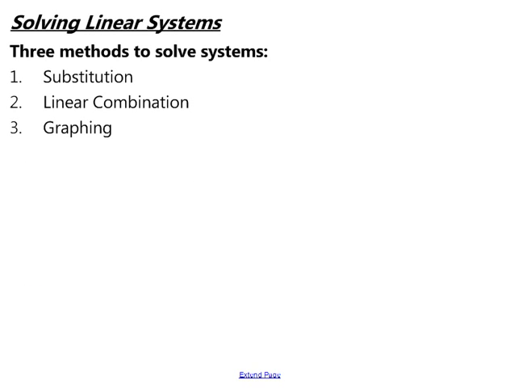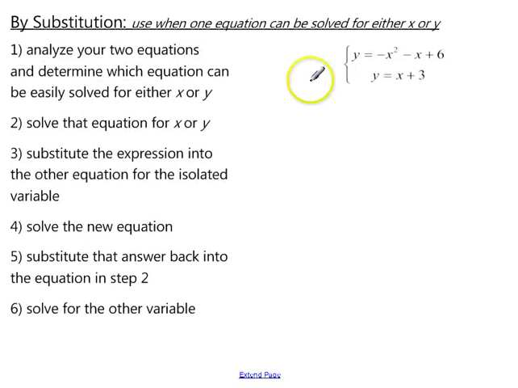So next we're going to learn how to solve quadratic systems, and it uses the same ideas we did in solving algebraic systems from Algebra 1. There are 3 methods: substitution, linear combination, and graphing. Solving with substitution is when we have one equation that can be solved for either x or y easily. So we analyze the 2 equations and determine which equation can be easily solved for either x or y.